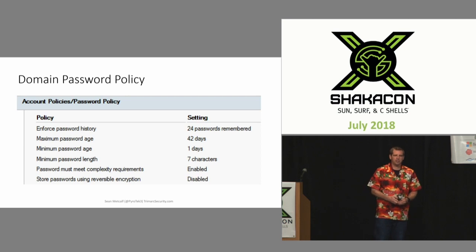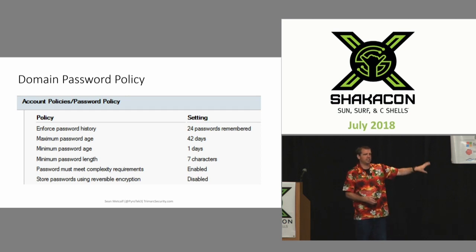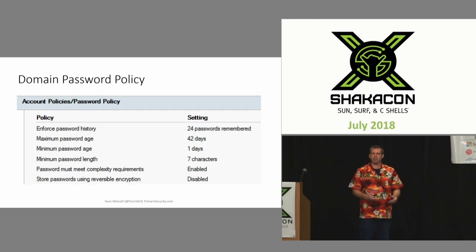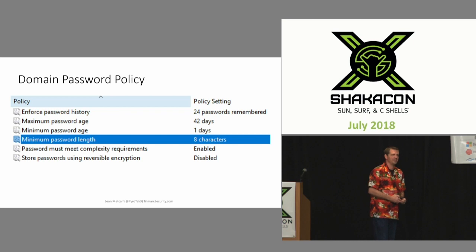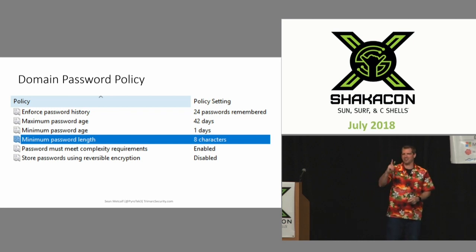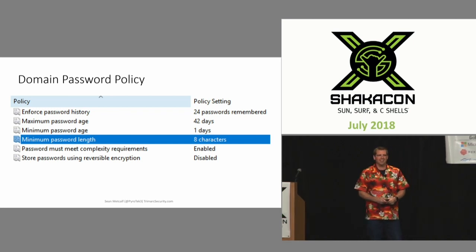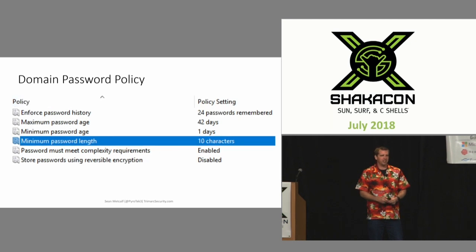The domain password policy by default looks like this. It's 7 characters. I'm sure everyone agrees that that's a great, really strong password. Yeah. So we're going to change that. We're going to make it better. We're going to make it 8. 1 better. Obviously, that's not a great setting. Not a great way to do it. 10 is much better. Set it to 12, preferably something more like 15.